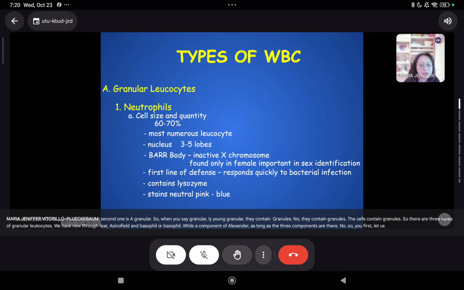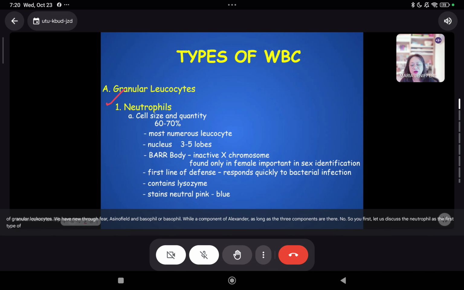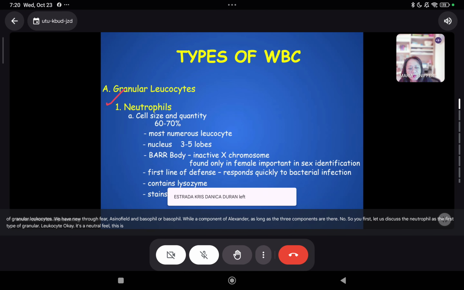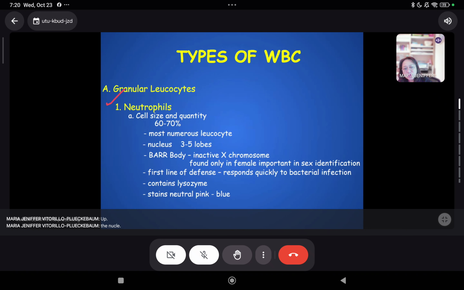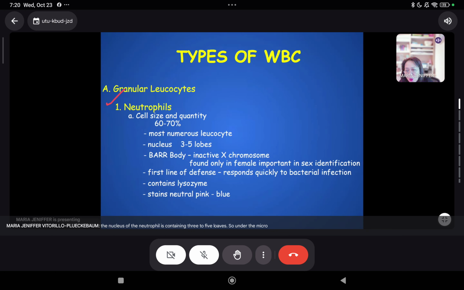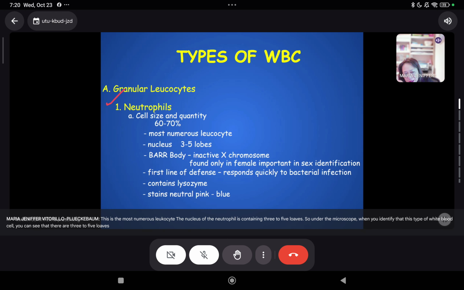First, let us discuss the neutrophil as the first type of granular leukocyte. Neutrophil is the most numerous leukocyte, or white blood cell. The nucleus of the neutrophil contains 3 to 5 lobes. Under the microscope, when you identify this type of white blood cell, you can see that the nucleus has 3 to 5 lobes.